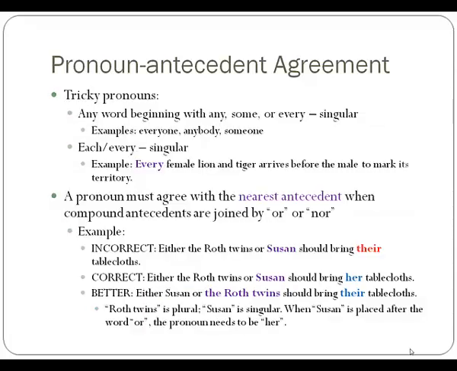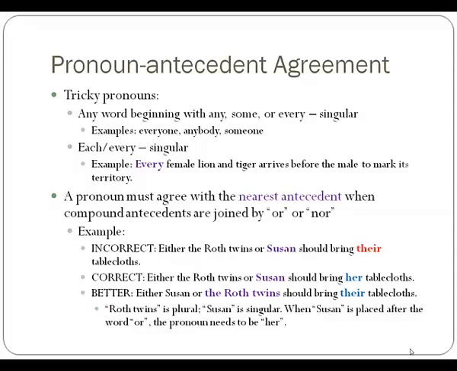Tricky pronouns. Any word beginning with any, some, or every is singular. Examples: everyone, anybody, someone. Each and every are also singular. Example: Every female lion and tiger arrives before the male to mark its territory.